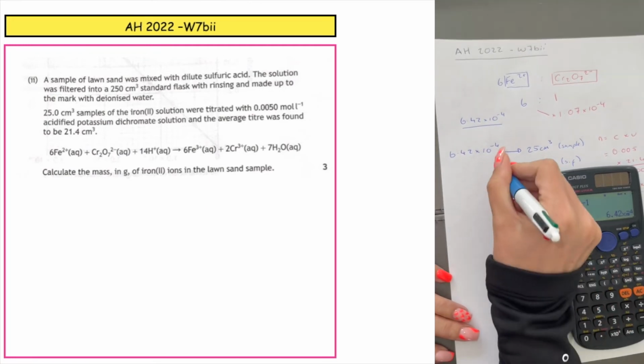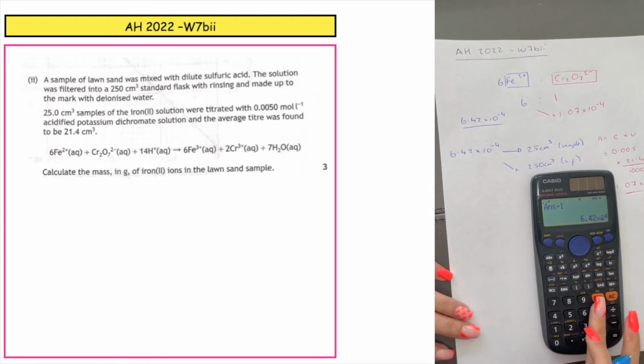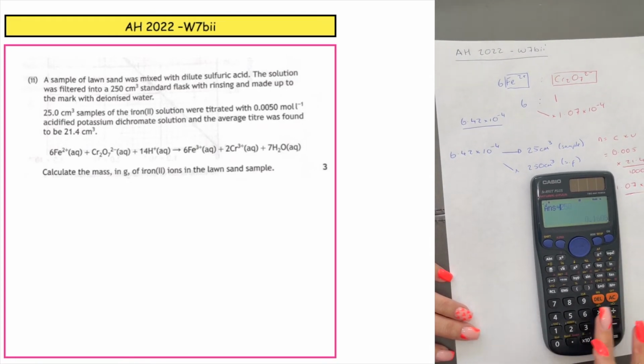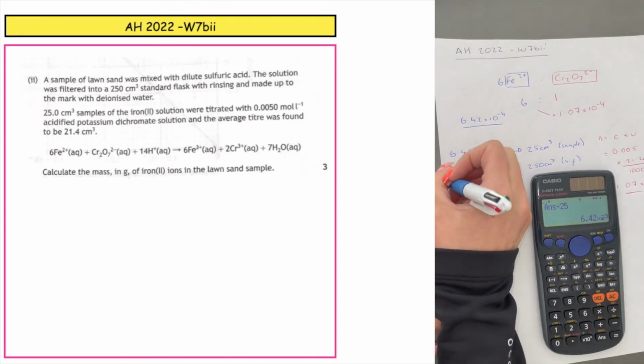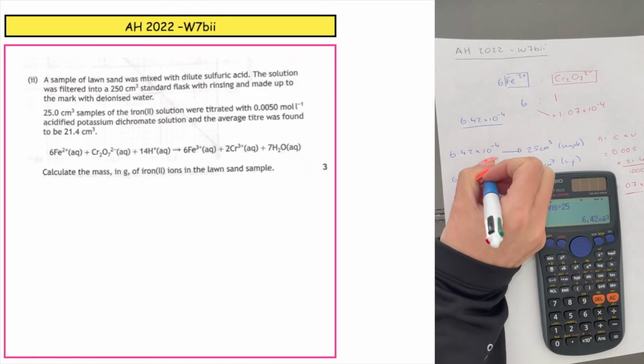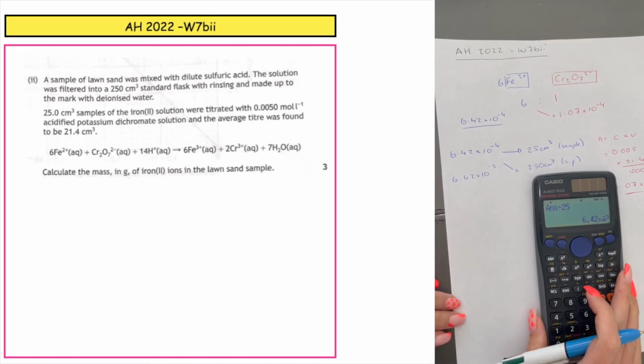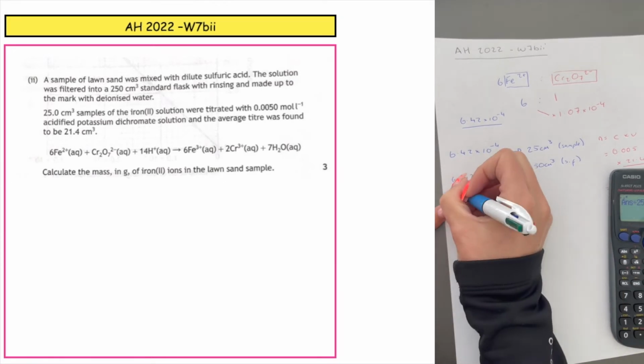So I would need to cross multiply to scale for the actual number of moles that we've got altogether. To do that, I would times by 250, answer divided by 25. So my actual number of moles is 6.42 times 10 to the minus 3. So that's 1 mark.